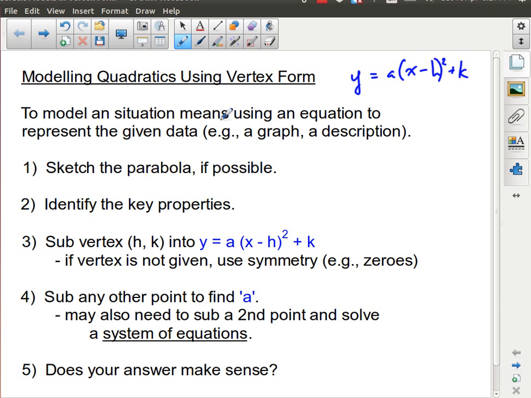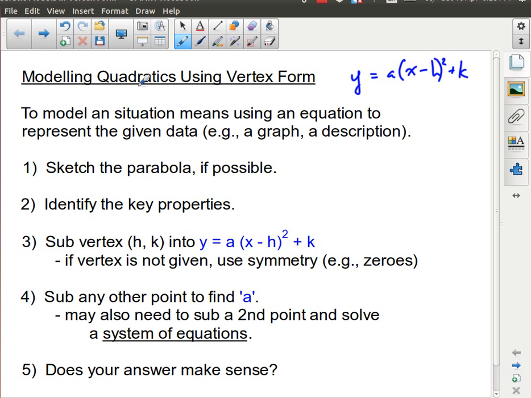Now, what does it mean to model when we talk about modeling quadratics? Modeling a situation in general, this isn't just for quadratics, this is for any type of equation. What that means is you've got some sort of situation, you've got some data. For example, you might be given a graph, a verbal description, or a set of numbers that somehow connects to each other. To come up with a model essentially is to come up with the equation that can be used to describe that.